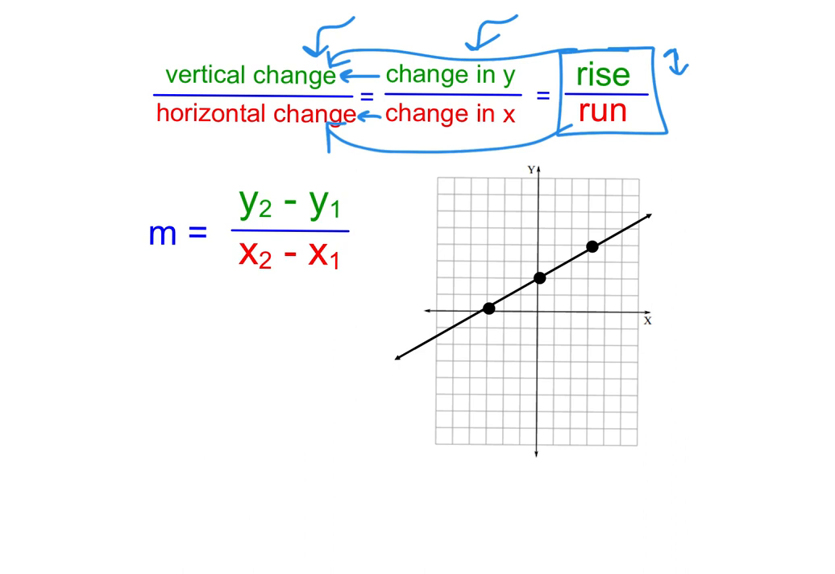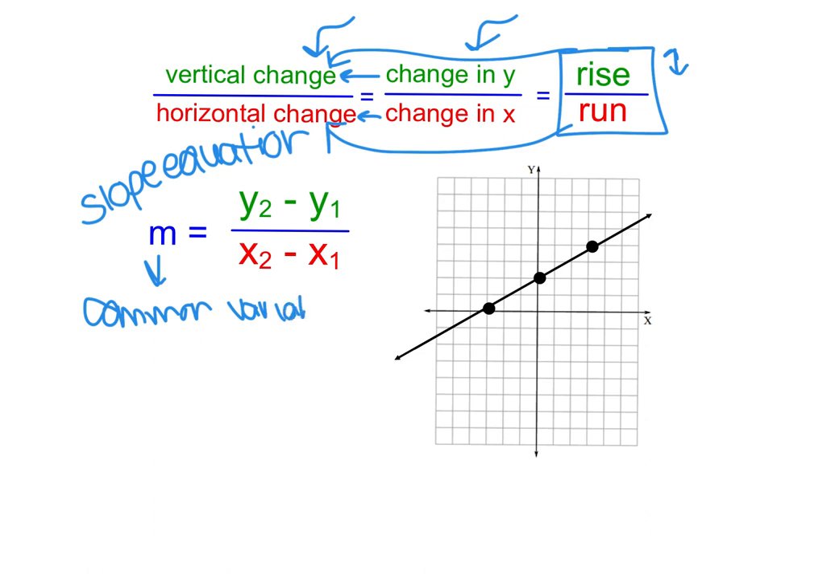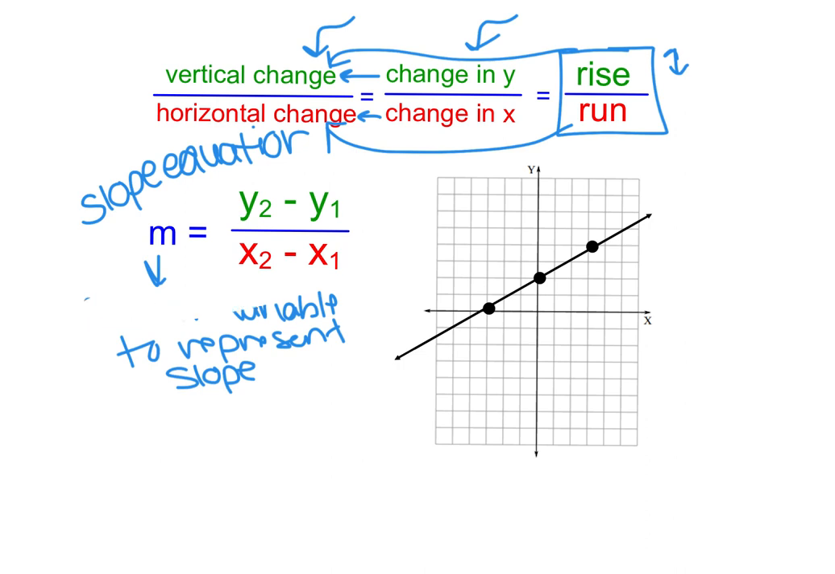Now, this piece down here is called the slope equation. And you'll notice that it has a variable m. M is a common variable to represent slope. So if you see m, you should be thinking m is a common way of representing slope. Now, this equation right here is what we can use if we have 2 points and we need to find the slope algebraically between 2 points. So that's what we're going to work on next.